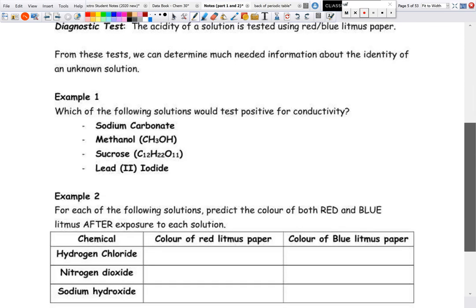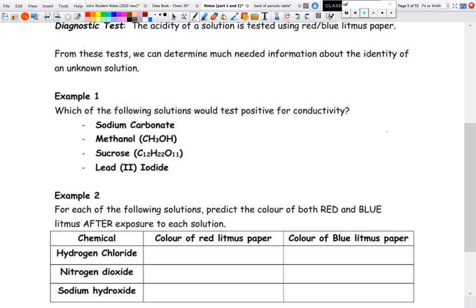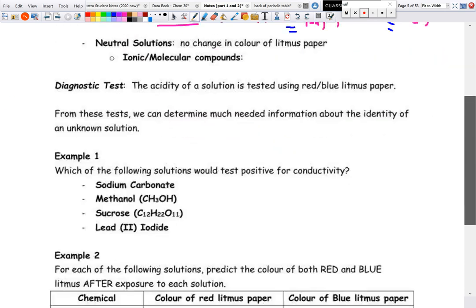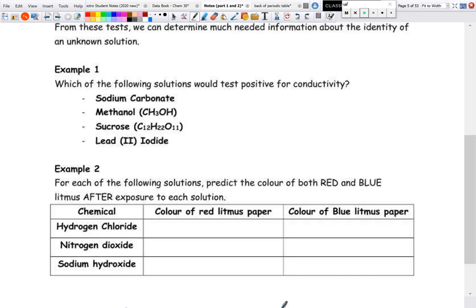So for example, using the whole idea of conductivity and acid-base tests, we can start using these diagnostic tests right here and try to figure out what's going to happen, or how these diagnostic tests can be applied to some of these solutions. So example 1: which of the following solutions would test positive for conductivity? Now remember, for conductivity, we're looking for soluble ionic compounds. I'm not going to have enough space to write out compounds, so we're just looking for soluble ionic compounds.